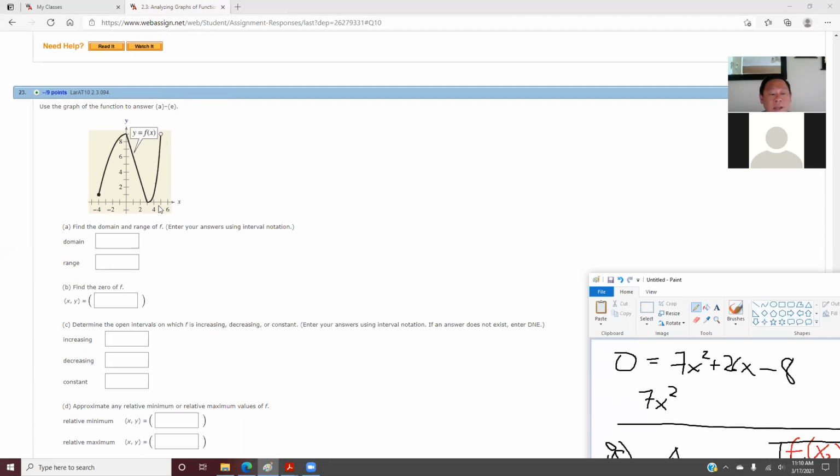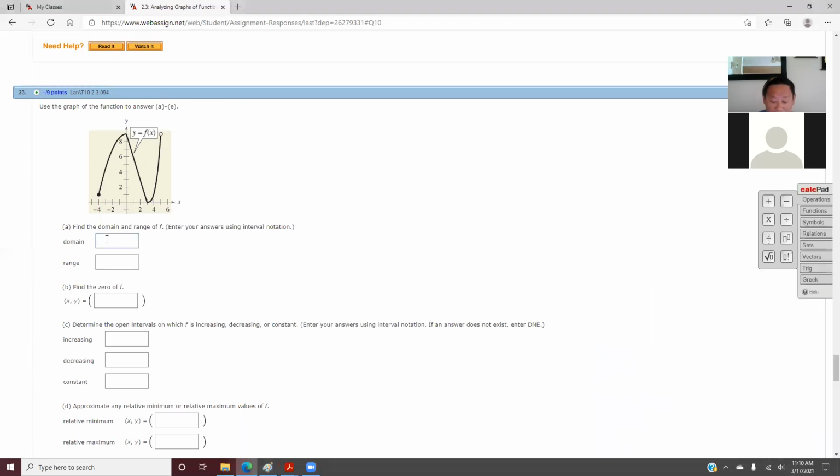Where does it start and where does it end? It starts at -4 and ends at 5. So -4 is colored, it's closed, so you have to use a bracket. And 5 is open, so you have to use a parenthesis.